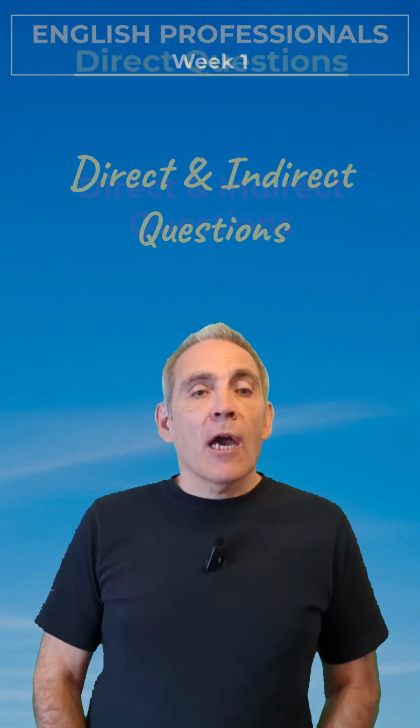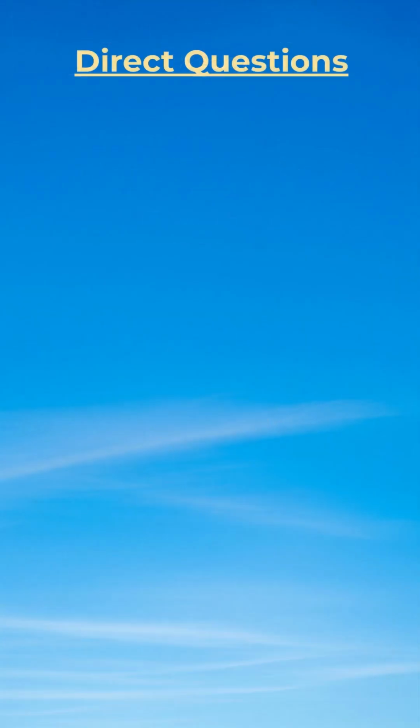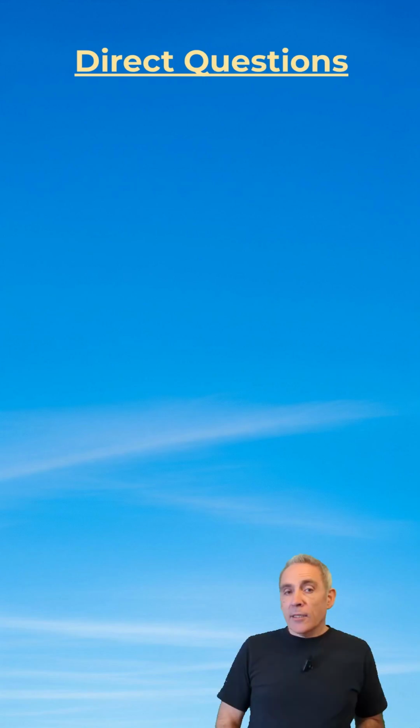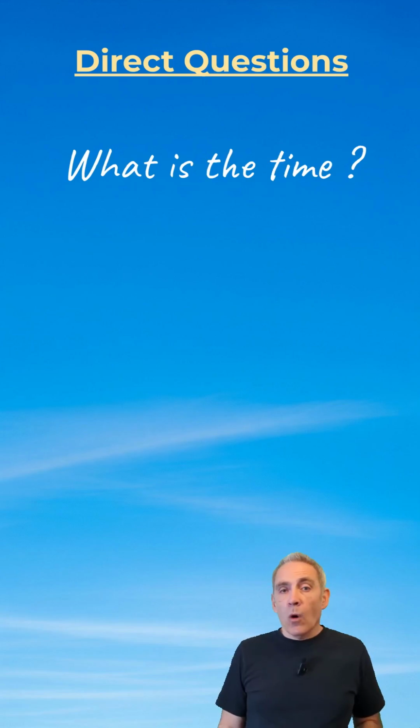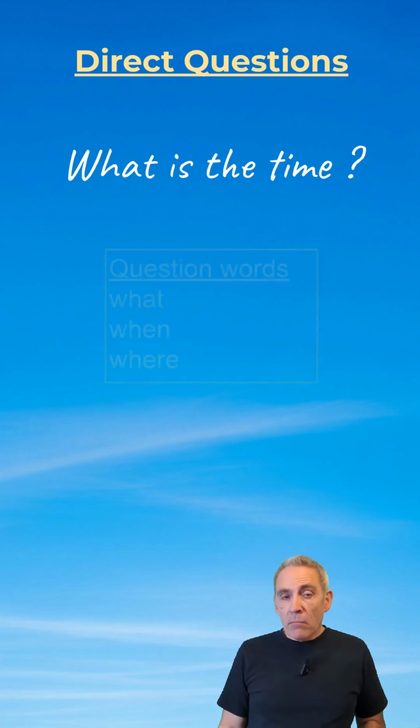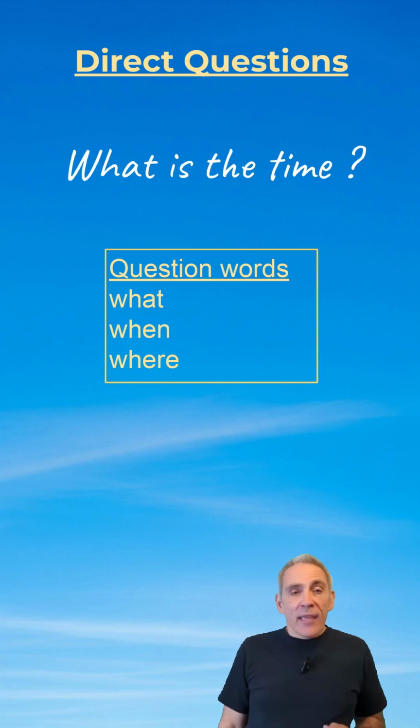First, let's talk about direct questions. A direct question is simple and to the point. For example, imagine you are in a cafe and you ask, "What is the time?" This question is clear. We use a question word like what, when, or where to start the question. Then we use a special word order.